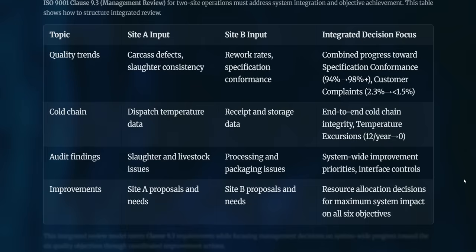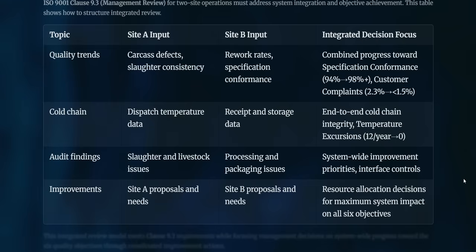The second topic would be cold chain. Site A input for cold chain includes dispatch temperature data, and Site B input for cold chain includes reception and storage data. The integrated decision focus for our cold chain data includes end-to-end cold chain integrity and temperature excursion elimination. The third topic for two-site review would be audit findings.